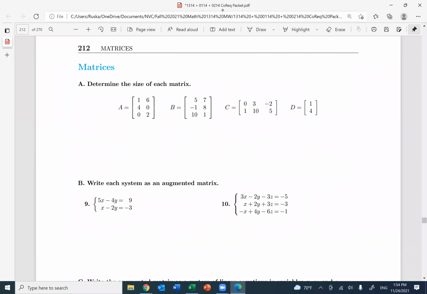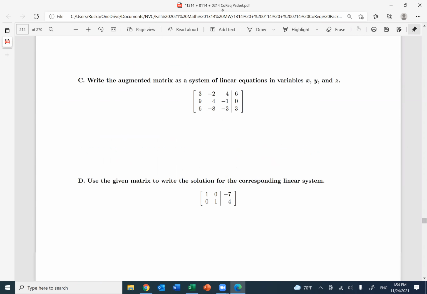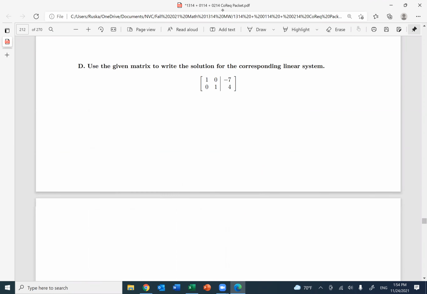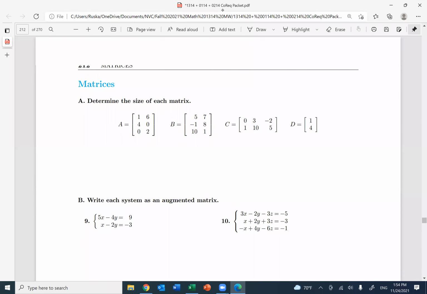So with matrices, we're going to do some basic things. We're going to find the size, the dimension of these matrices. From the system, we're going to write the augmented matrix. From the augmented matrix, you're going to write the system. And then we're also going to find the solution if you're given this matrix. So let's do those questions.